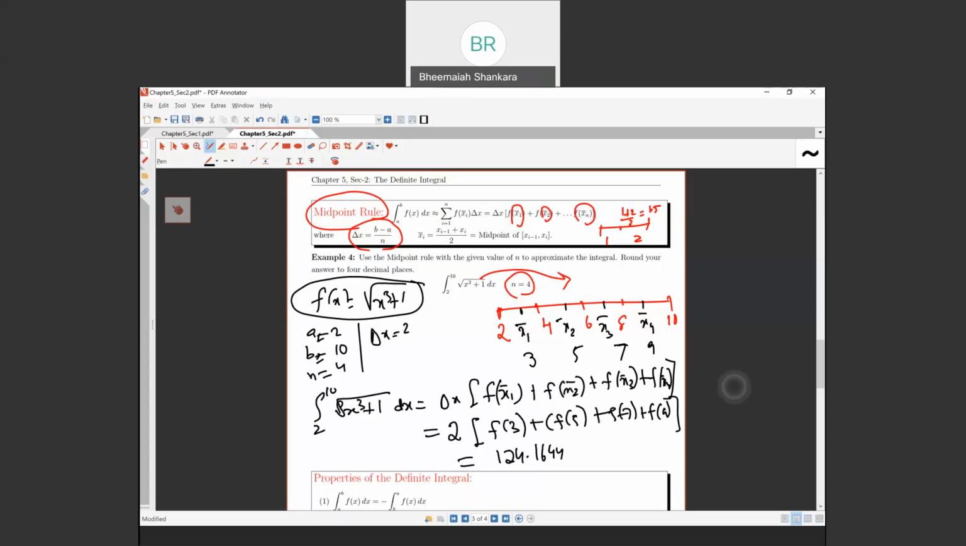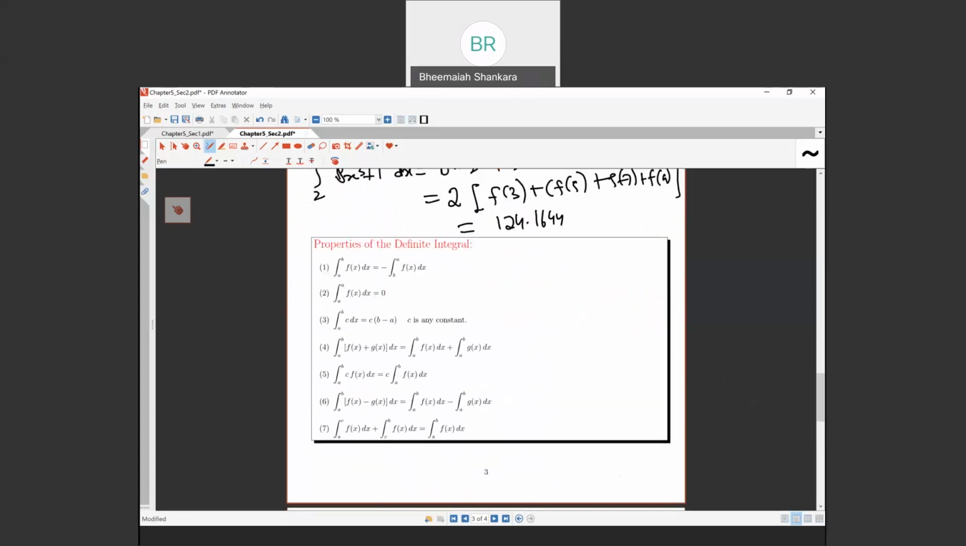So here we have some properties of definite integral. Integration a to b of f of x dx is the same as negative integration b to a of f of x dx. So suppose you're integrating 2 to 5 of x dx, you can say that this is the same as negative integration 5 to 2 of x dx. Properties are really important when you calculate definite integral. This will save a lot of your calculation time.